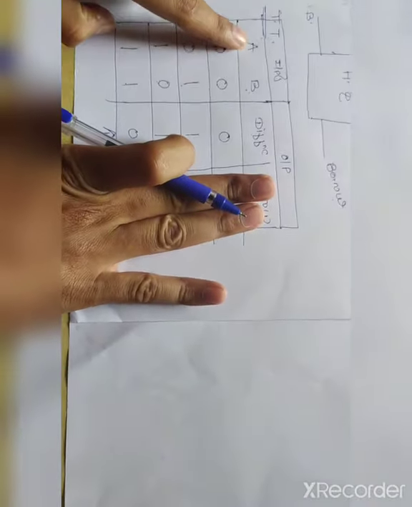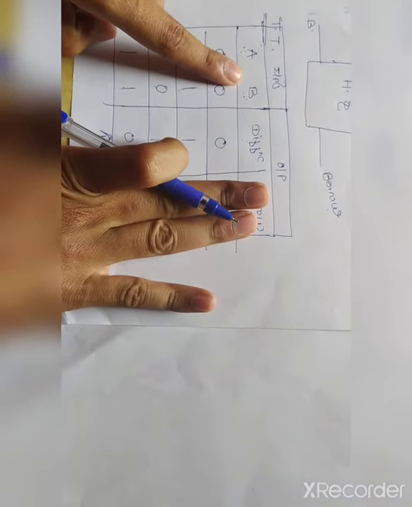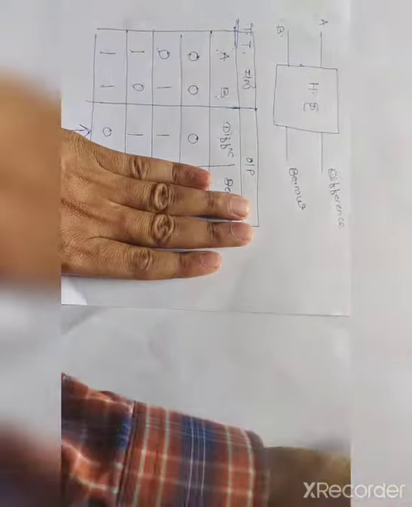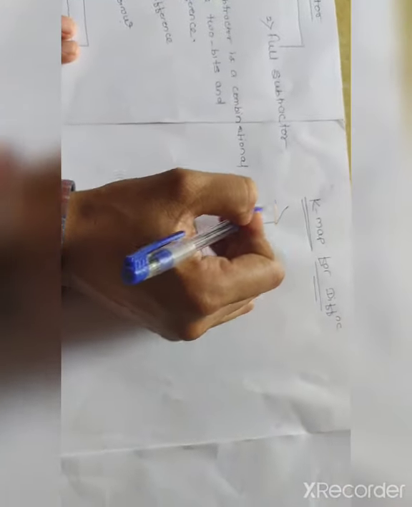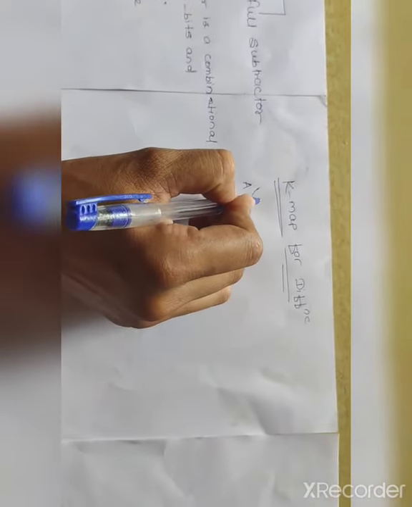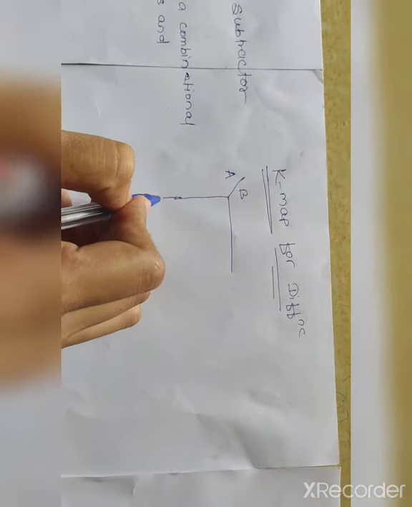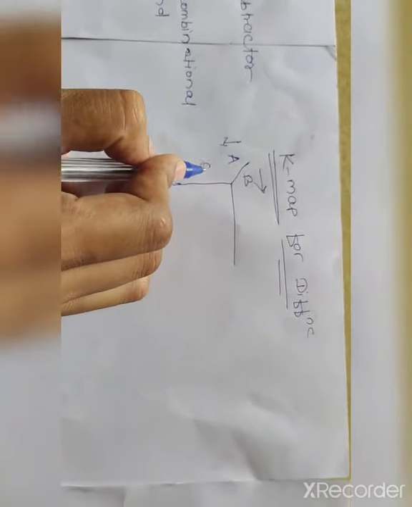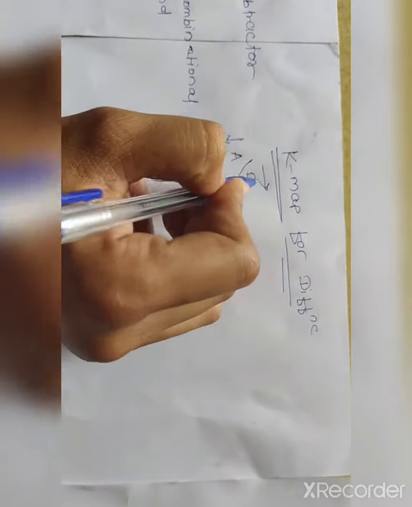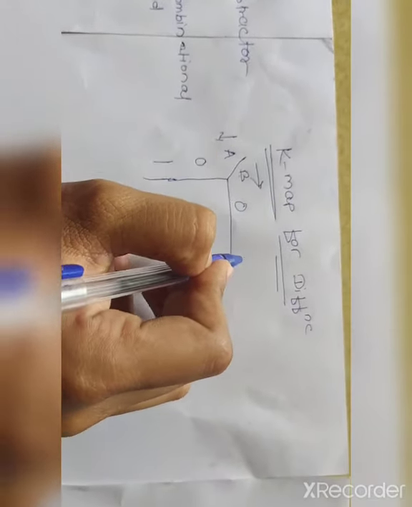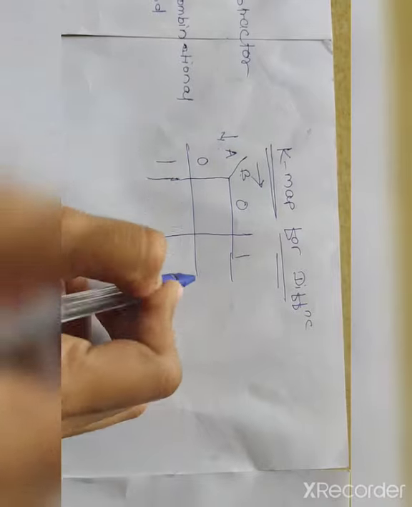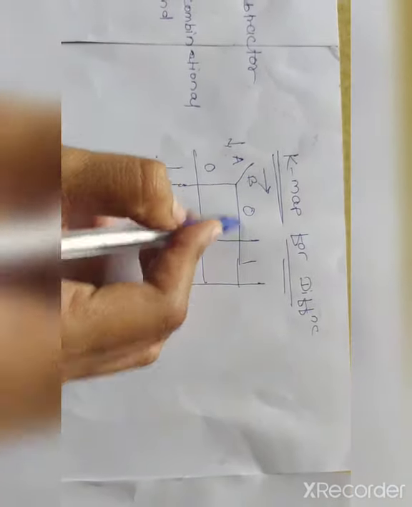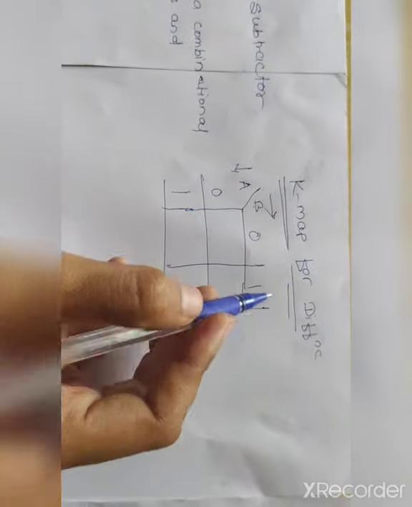The inputs are a and b. These two are the inputs. You have to draw the KMap, and it requires a two-variable KMap. Everyone knows how to draw the KMap. For a two-variable KMap, I am taking a on this side and b on this side. So a is 0 or it may be 1, and b may be 0 or it may be 1. This is my KMap, a two-variable KMap. Now come here.